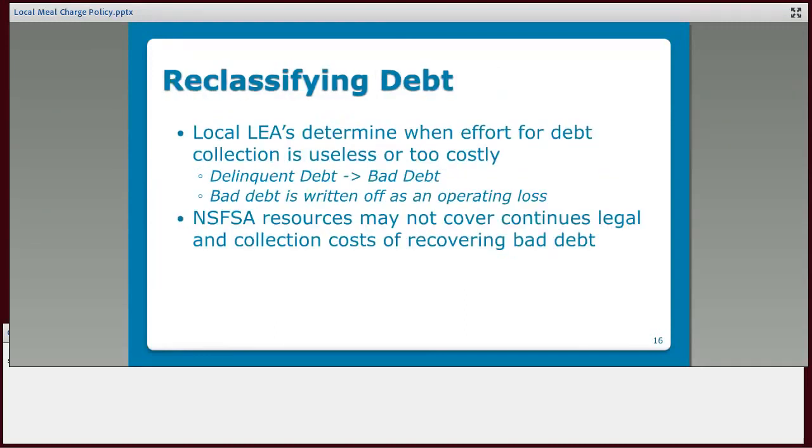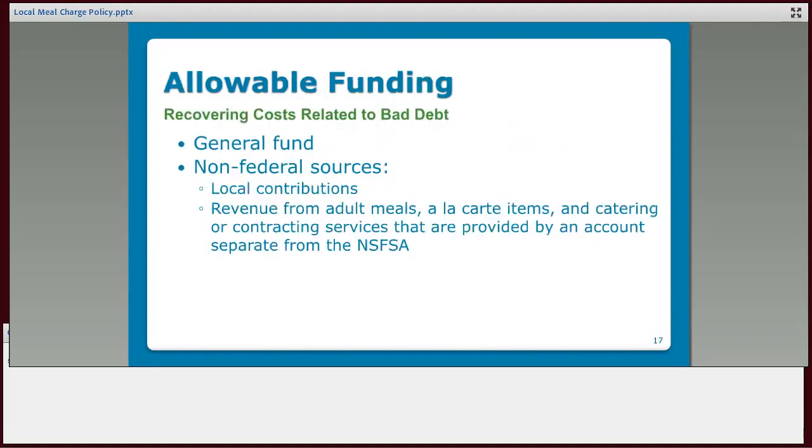Reclassifying debt. It is up to the LEA to determine if efforts to collect debt become useless or too costly. The LEA mentioned previously just set the amount at $50 to turn over to a collections agency. From that point on, the collections agency is the main communicator, and funding for this service may not be sourced from the nonprofit school food service account. Allowable funding. LEAs may use general funding, revenue from non-program foods, or community donations to recover any bad debt that is considered a useless effort to recover.